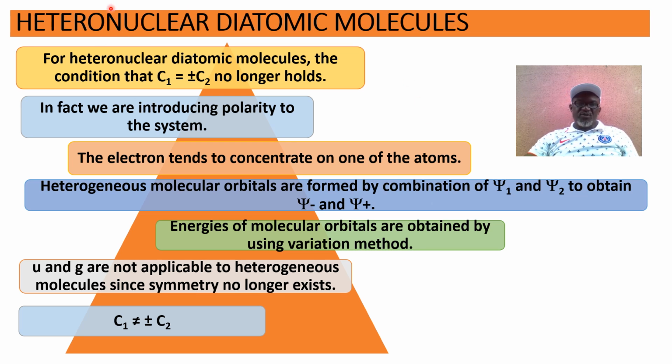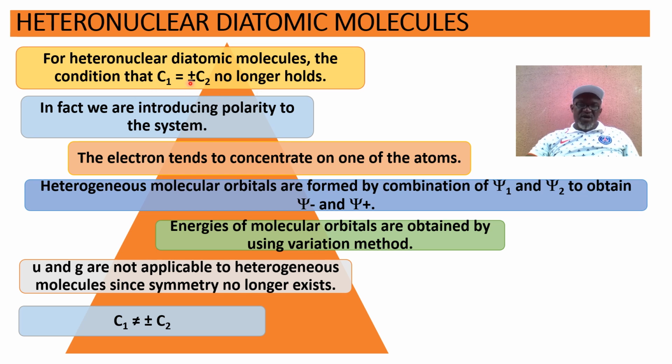We have looked at homonuclear diatomic molecules. Here we just want to mention heteronuclear. When we say homonuclear, hydrogen-hydrogen, the same nucleus; chlorine-chlorine, the same nucleus; fluorine-fluorine, the same nucleus; oxygen-oxygen, the same nucleus. But when we say heteronuclear, if you have hydrogen and chlorine, it is no longer the same nucleus. If you have maybe oxygen and fluorine, it is no longer the same nucleus.